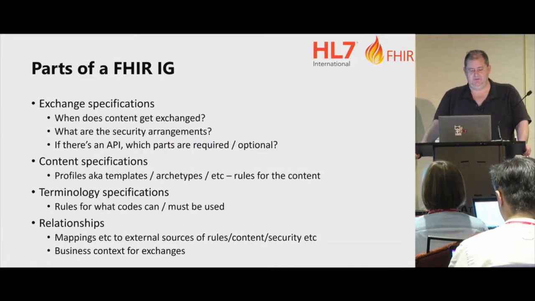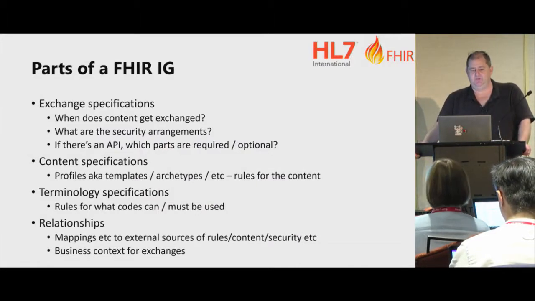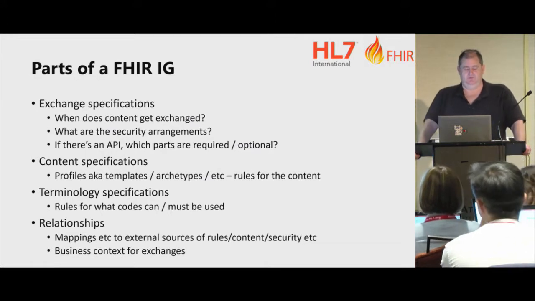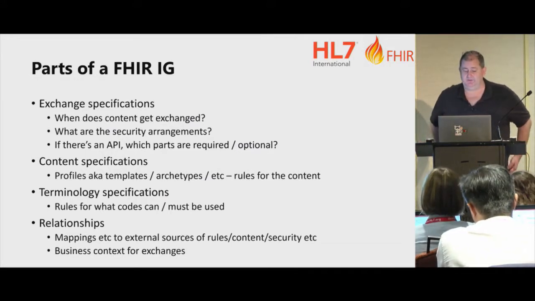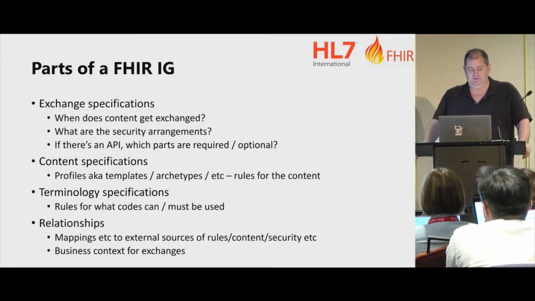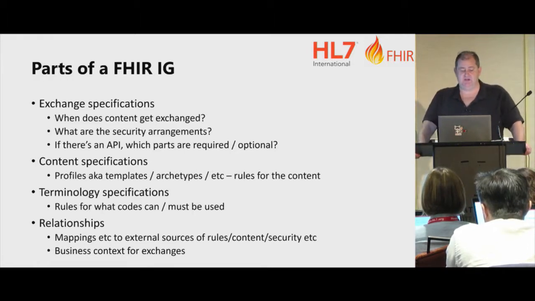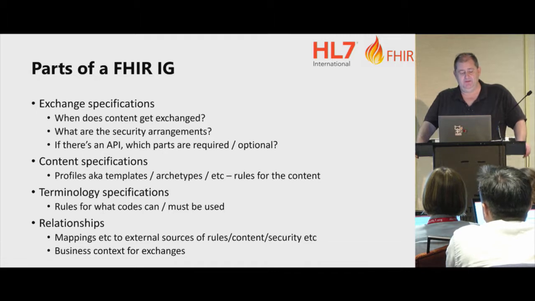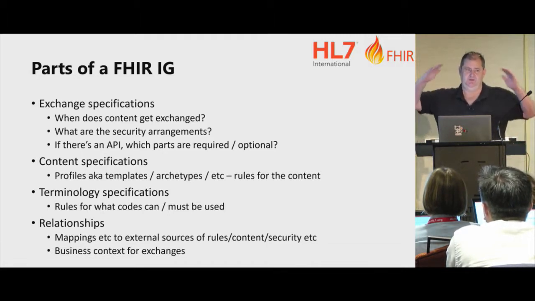So typically, a general FHIR implementation guide, although it depends specifically on what it's doing, is going to have four kinds of things in it. It's going to have some kind of exchange specification that talks about when content gets exchanged, how it gets exchanged, what the security arrangements around the exchange are, and if there's an API, what the API looks like. FHIR defines a very big API. Which bits are we going to use?